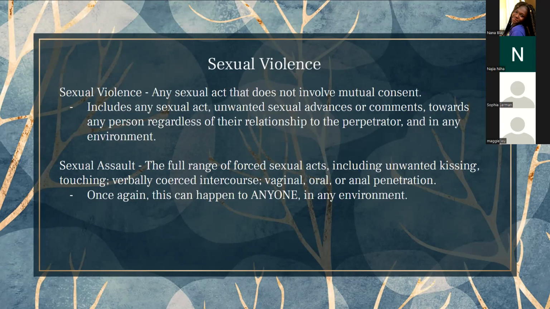And this could happen to anyone, regardless of their gender, regardless of how old they are or where they could be. And sexual assault is usually more explicit, instead of verbal actions like sexual violence can be. Sexual assault is the full range of forced sexual acts. This could be unconsensual kissing and touching and groping, but this could also be instances of rape, either vaginal, oral, or anal penetration. Once again, like sexual violence, it could happen to anyone, no matter where or at what time.